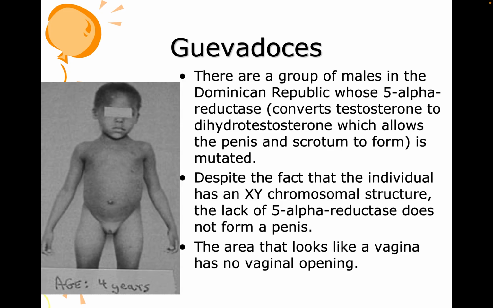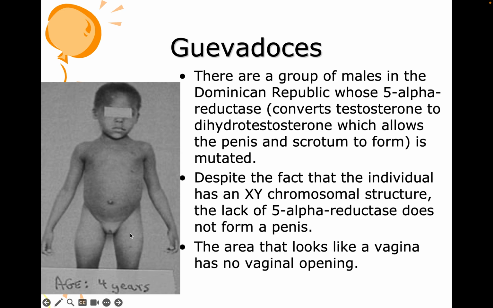There are a group of males in the Dominican Republic whose 5-alpha reductase, which converts testosterone to dihydrotestosterone, which allows the penis and the scrotum to form, is mutated. Despite the fact that the individual has an XY chromosomal structure, the lack of 5-alpha reductase does not form a penis. The area that looks like a vagina has no vaginal opening. This is what they look like at birth.